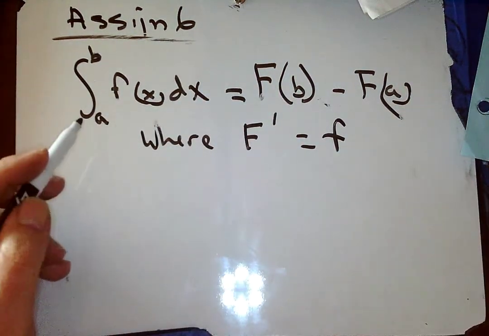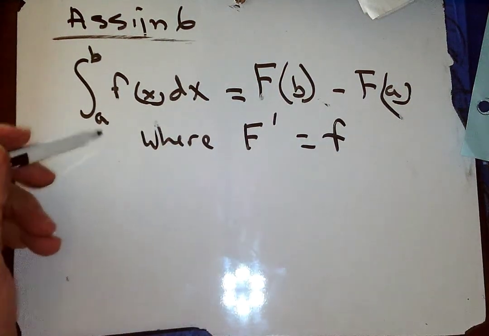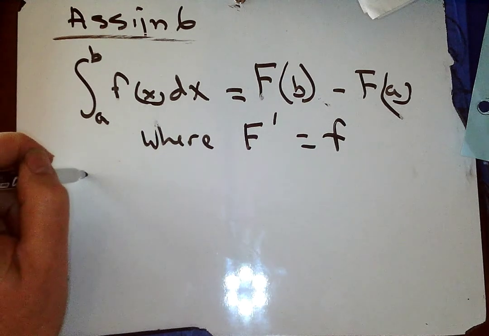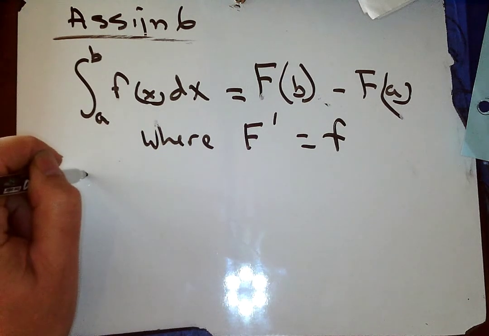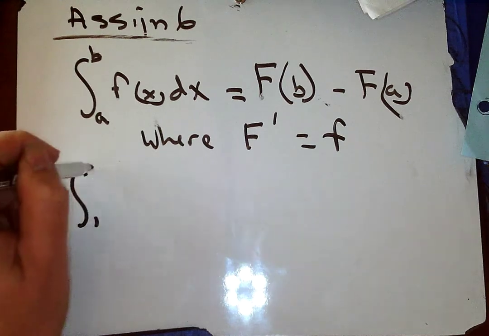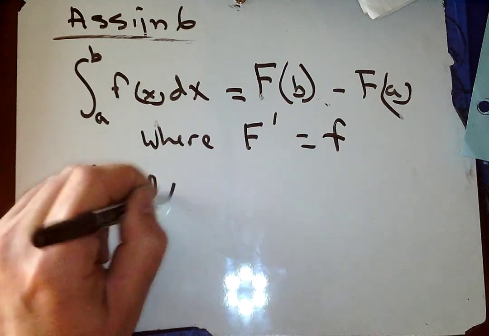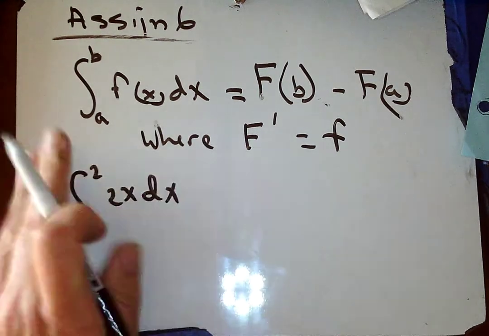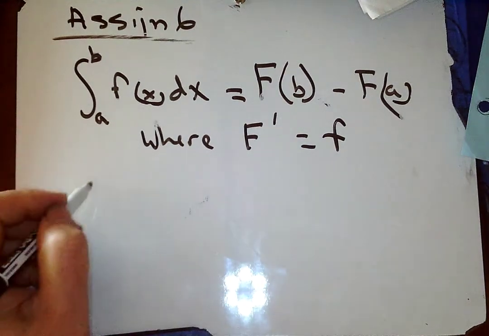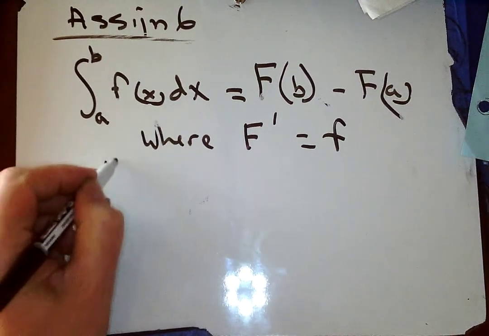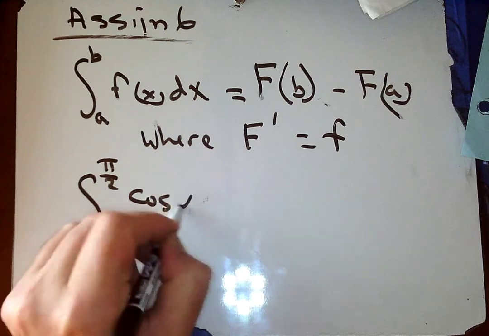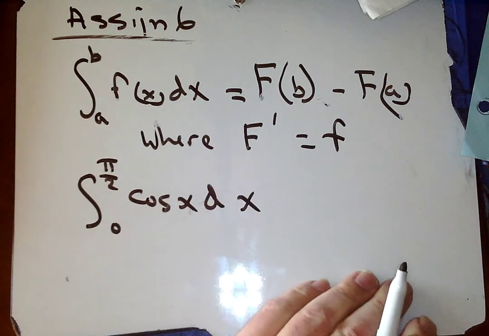Yeah? Okay. So we can use this information to evaluate not only things like the integral from 1 to 2 of 2x dx that we just did, but what about this one, the integral from 0 to pi over 2 of cosine x dx. Great.